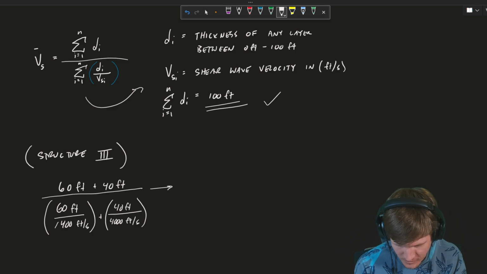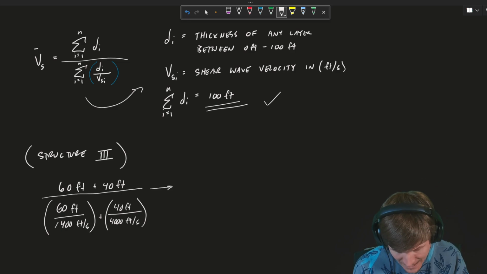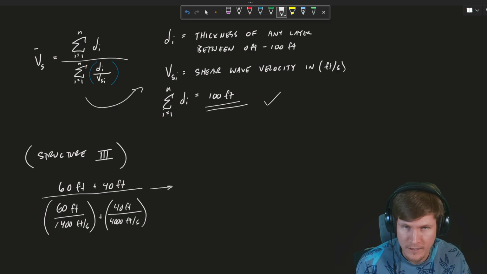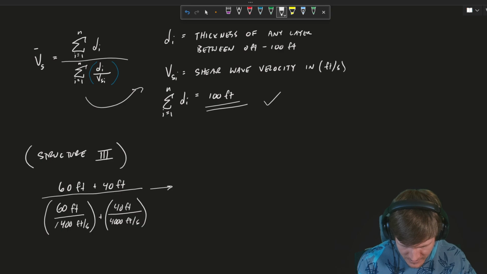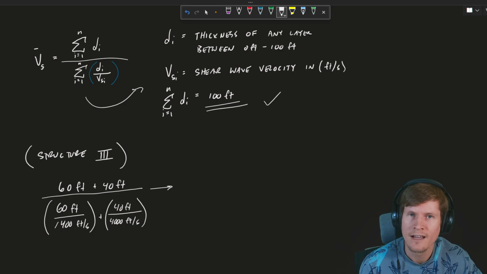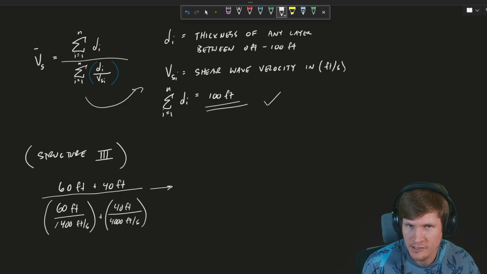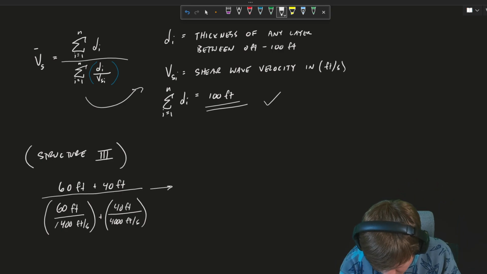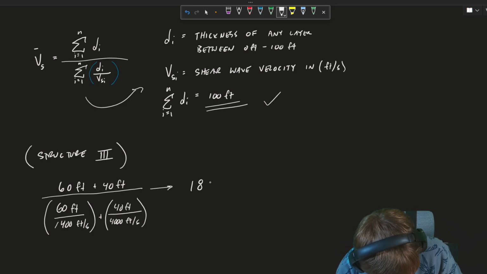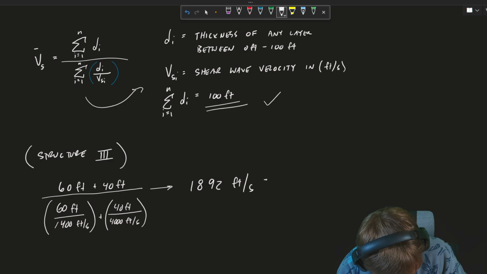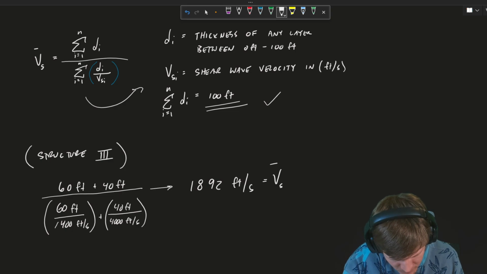If the dense soil is 1400 feet per second that we were given, then the next is the rock layer. That's 40 feet of rock. And then the shear wave velocity of the rock is 4,000 feet per second. So you can see the denser the soil properties, the higher the shear wave velocity will be. All of that reduced and calculated gets you 1892 feet per second, which gets you V sub S with the line over it, which is our average shear wave velocity.